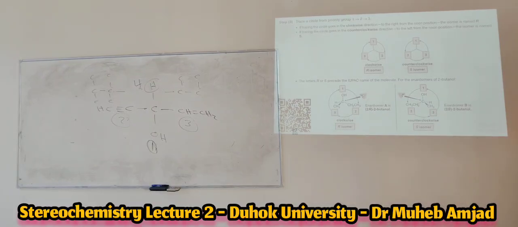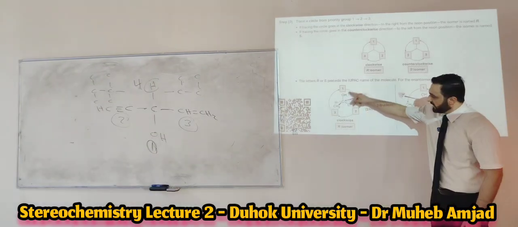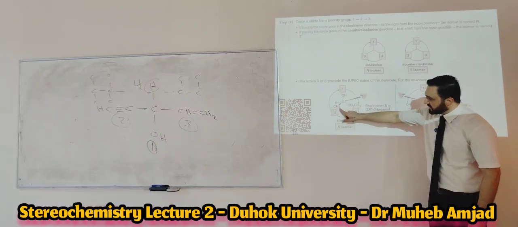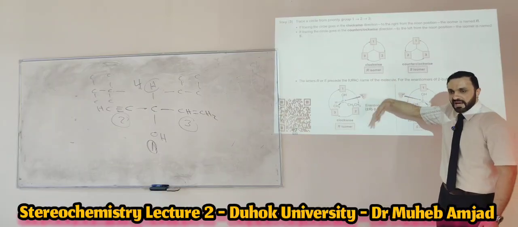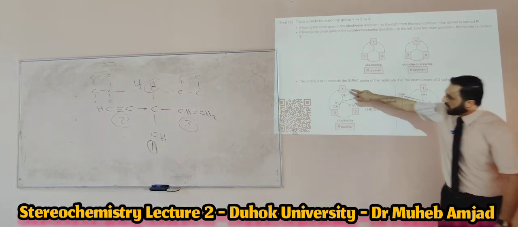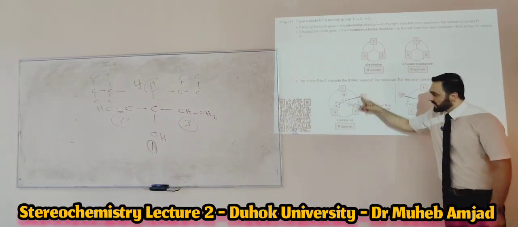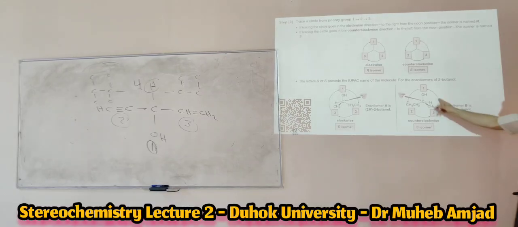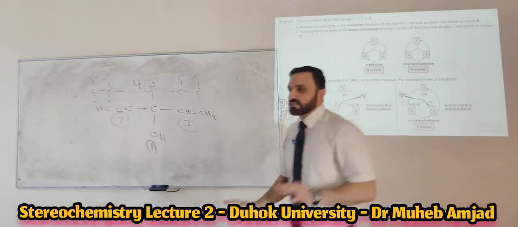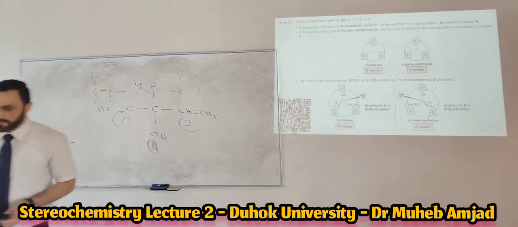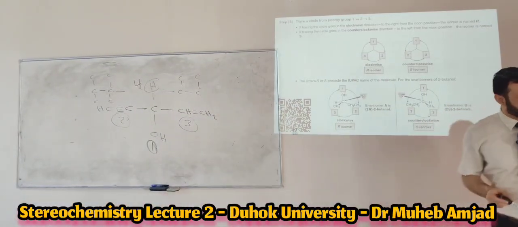Clear? Okay. So, for example, here, look, OH takes number 1, CH2CH3 takes number 2, and CH3 takes number 3. If this hydrogen is behind the plane, and you look from here, it will be 1, 2, 3, according to the clockwise. Clockwise will be R isomers. Counterclockwise will be S isomers. Just R isomers, S isomers. Okay? No question? Okay.